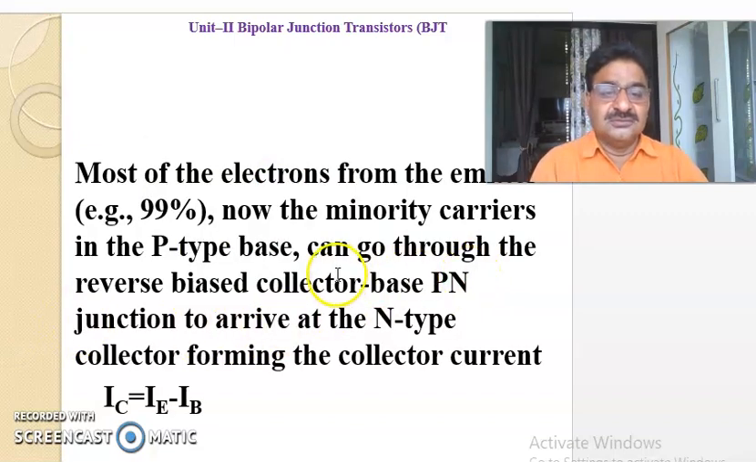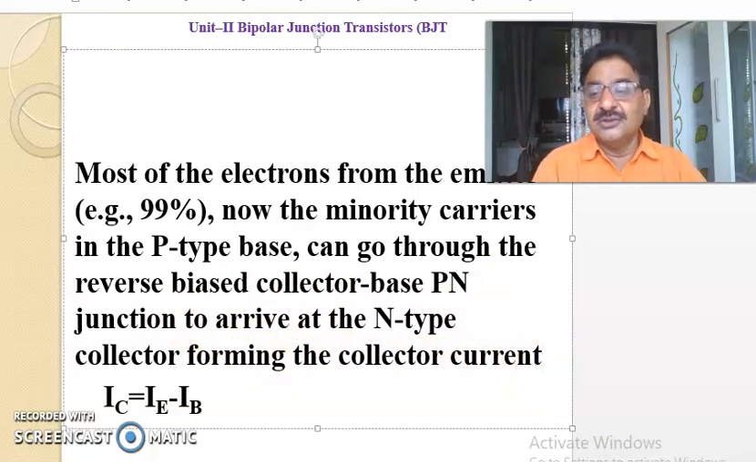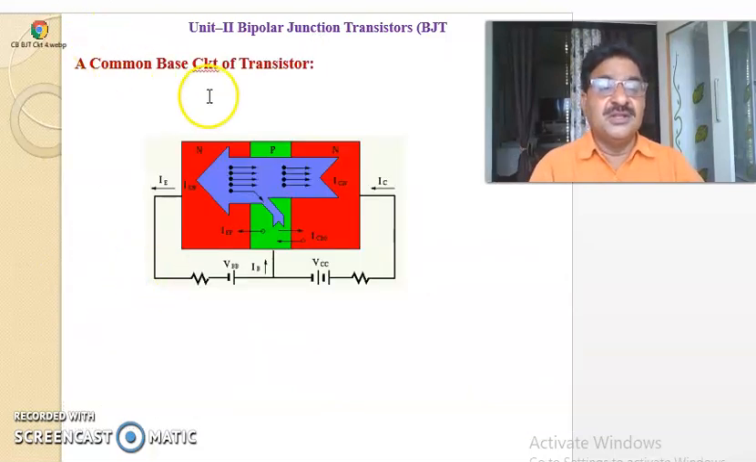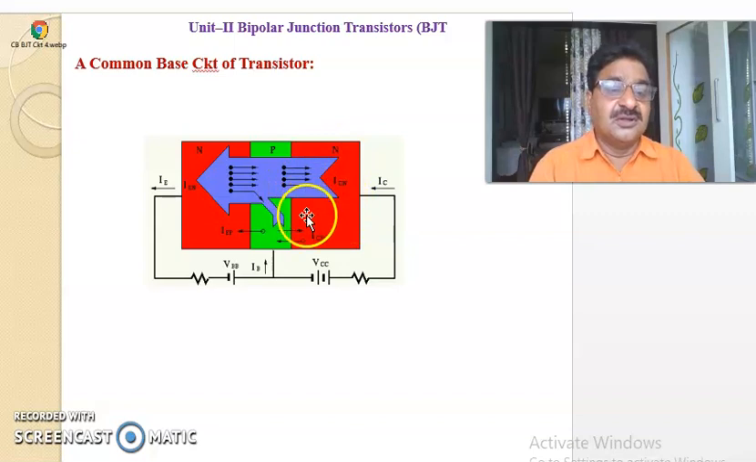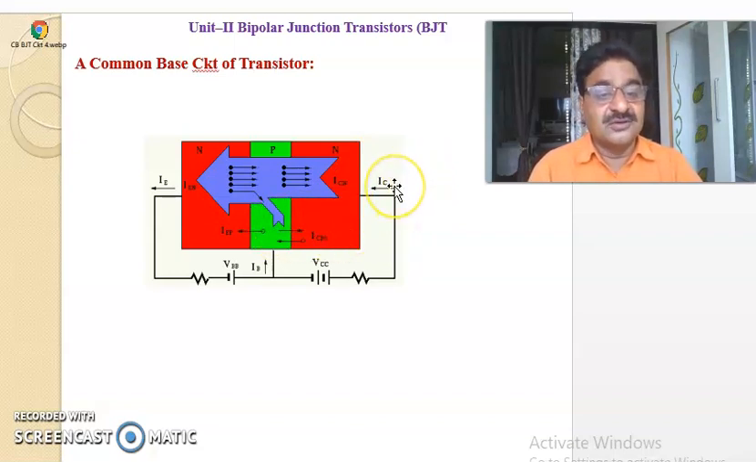And they can go through the reverse biased collector-base p-n junction to arrive at the n-type collector, forming the collector current. You see, here minority holes are there, and here majority electrons are there, the charge carriers. Here minority holes are going to cross this collector junction, and collector current is formed. The direction of the minority charge carriers is from this to this. The conventional direction of current is opposite to the direction of flow of electrons, so the direction of current is like this.